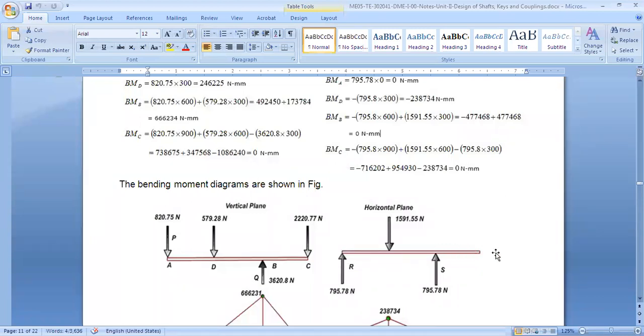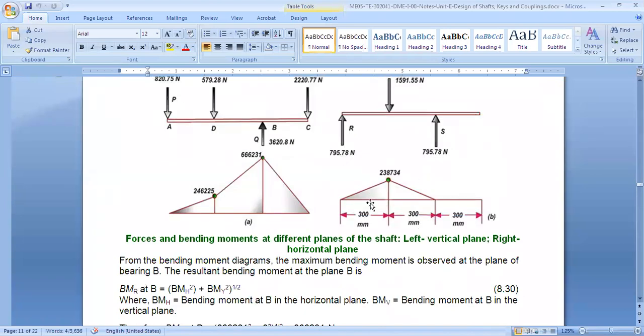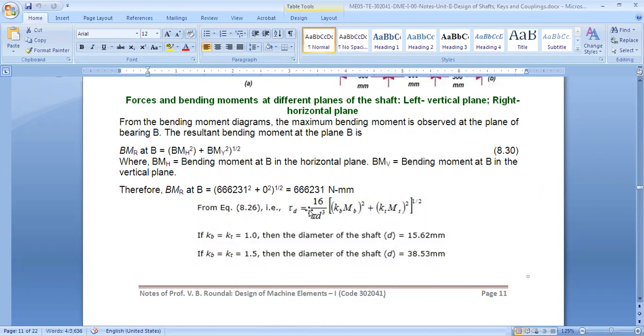And then at C it will obviously be 0, because if you consider from the right hand side it will be 0, or if you consider from the left hand side, you have 795 into 900 plus 1591 into 600 minus 795 into 300, so it will come down to 0. So this is the bending moment diagram for the horizontal plane. Now we have two bending moments, vertical and horizontal, and we have to find out the resultant.